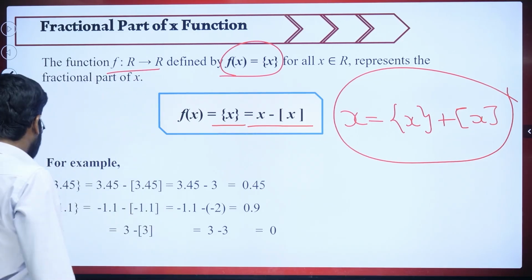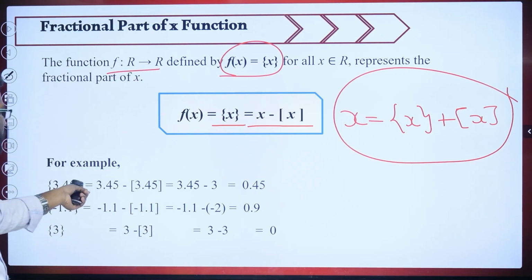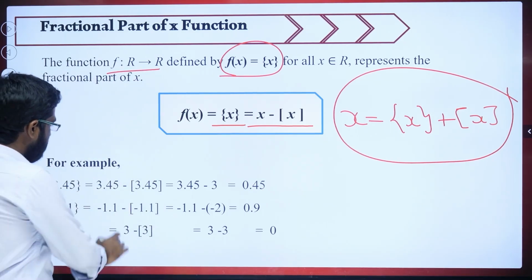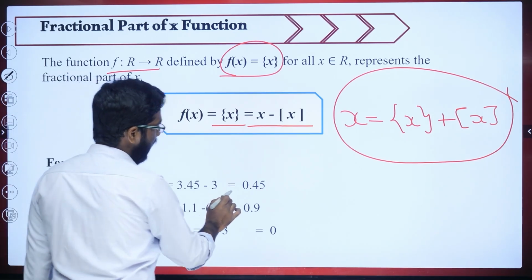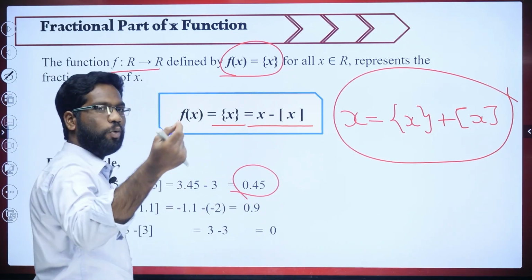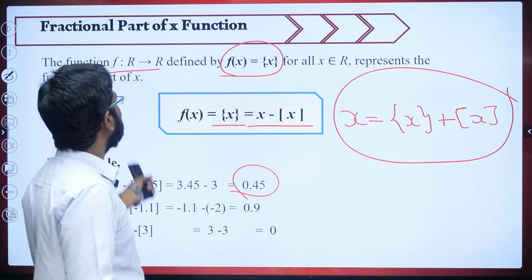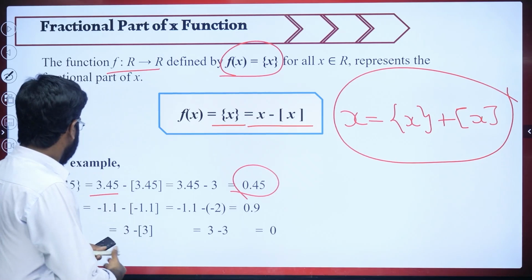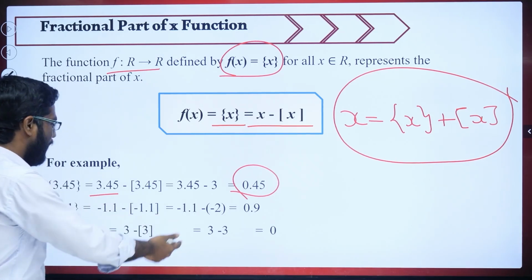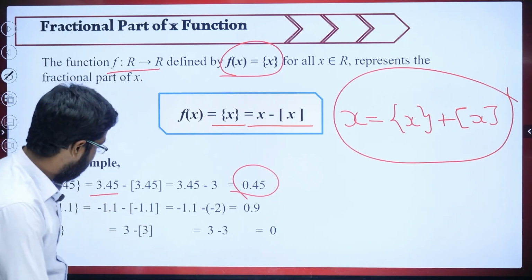So 3.45, how can we solve it? Just take the x value 3.45 minus the greatest integer value, and I'll get the fractional part. I'll get that small part value. That's why they have mentioned the fractional part function. Likewise, for everything they have given, my dear students, you have to note one thing.